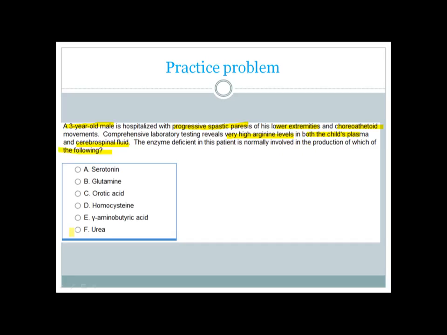The answer is urea. So here, arginine is one of the last metabolites in the urea cycle, and the enzyme needed to release urea from arginine is called arginase. So this patient might have a deficiency of arginase. That's why the patient will have a very high level of arginine and a low level of urea.